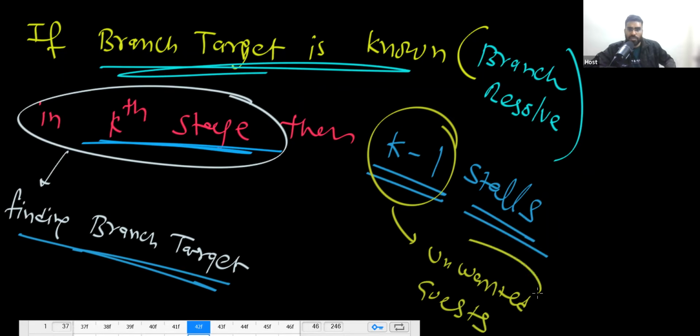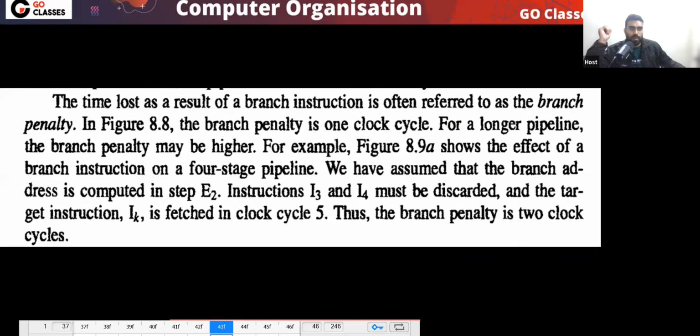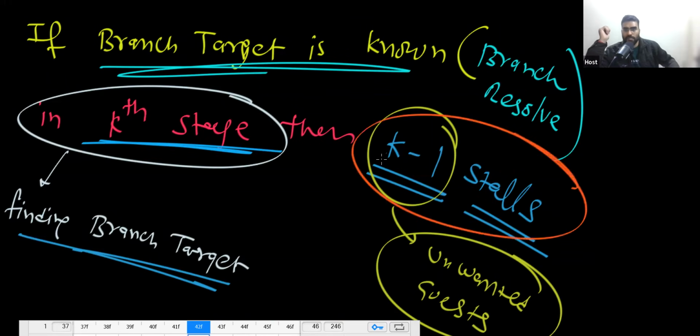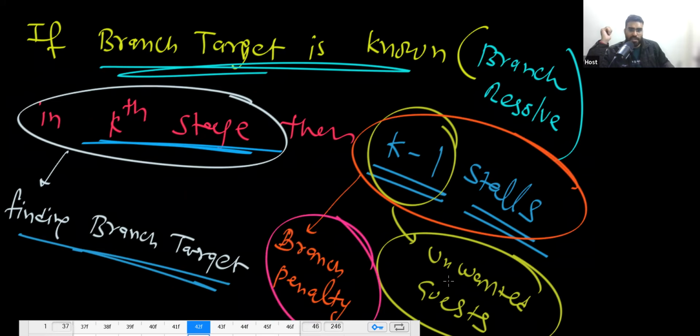So there will be k-1 stalls in your pipeline. Let's move on. These k-1 stalls are called branch penalty. That is the penalty you are paying: k-1 unwanted guests in your party. These unwanted guests are the penalty you are paying. K-1 stalls is called branch penalty.